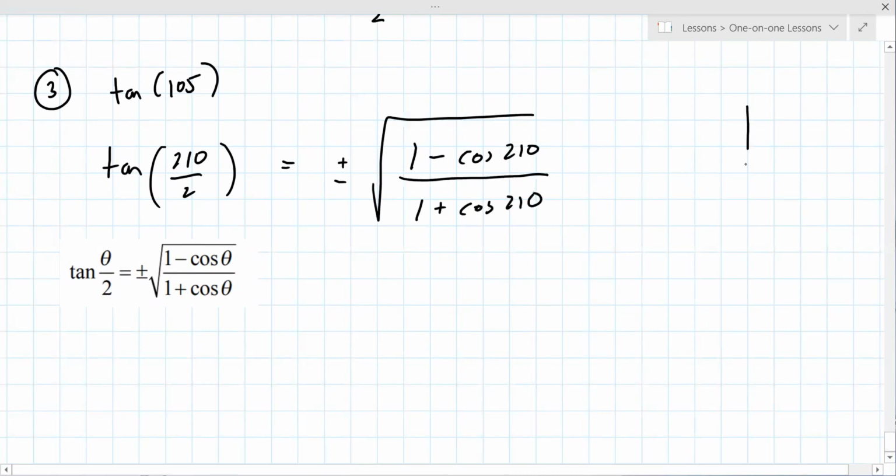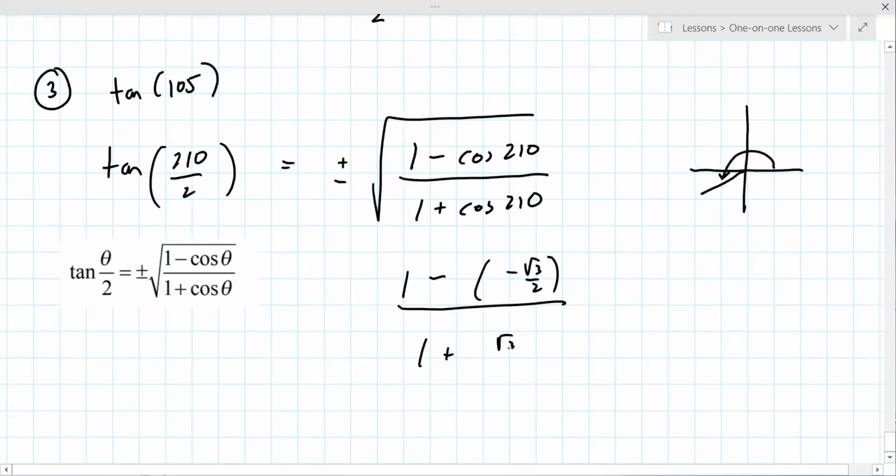Okay, so where is 210? Well, go to your circle. It's right there. And so it's minus square root 3 over 2. This is 1 minus square root of 3 over 2 over 1 plus square root 3 over 2. I'm sorry, that one's negative there. Square root, and then plus or minus.